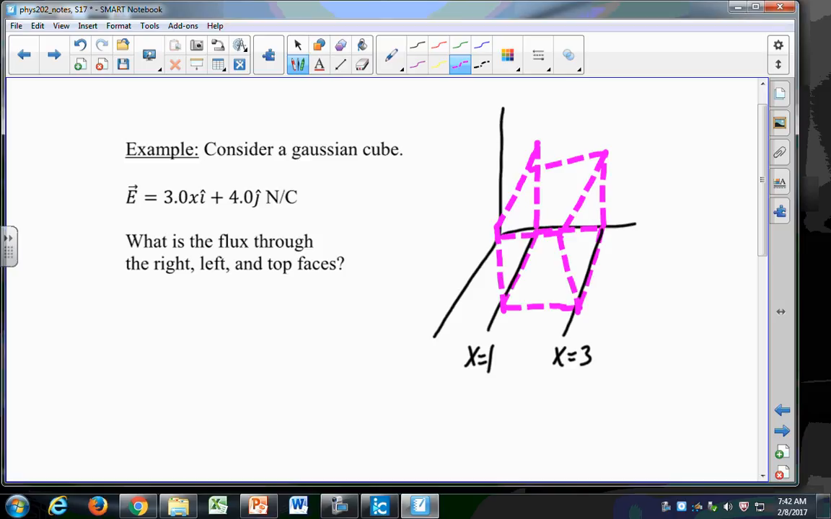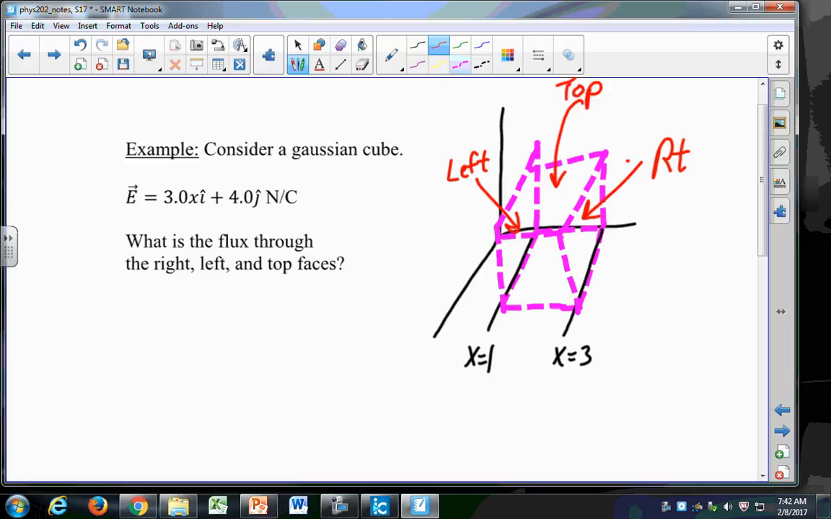All right, so that's my cube, a 2 by 2 by 2 cube, and I want to know what is the flux through the right, the left, and the top faces. So the right face would be this face, the left face would be this face of the cube, and then the top would be that face of the cube. I want to know it through the right, the left, and the top faces.